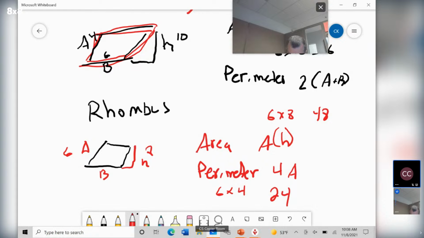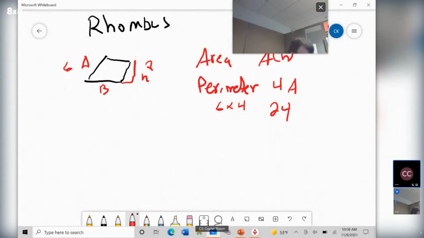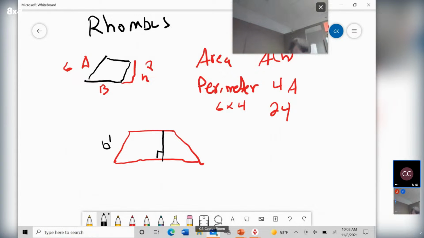Last one we're going to do here is a trapezoid. A trapezoid is going to look something like this, and then you'll have the height. So if this is side B1, this would be side A2, this would be side B2, and this would be side A1. And then you'd have the height. So you're going to have 4 different sides, and you're going to have a height in a trapezoid.